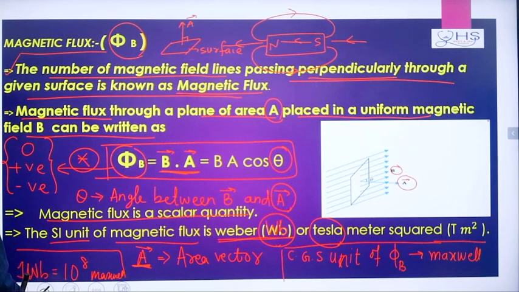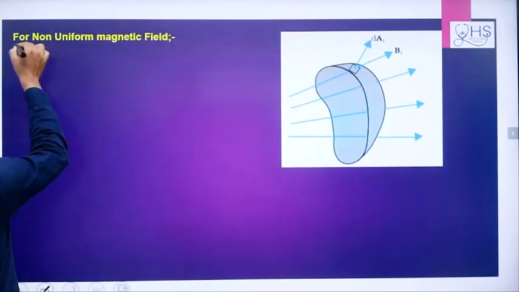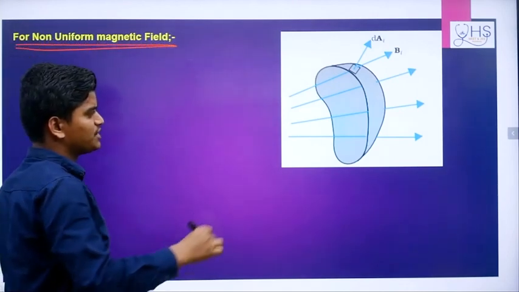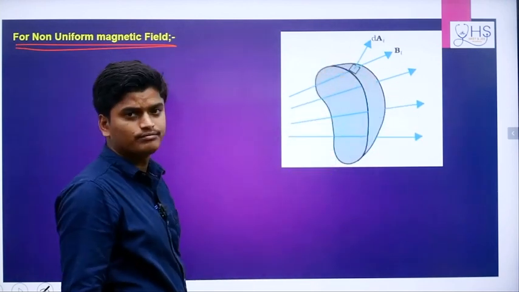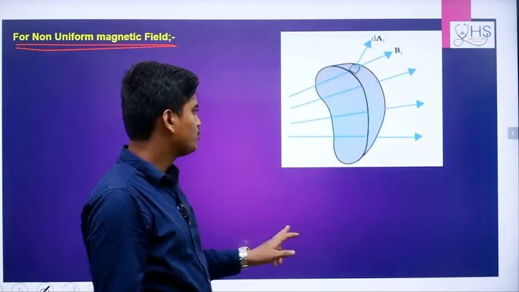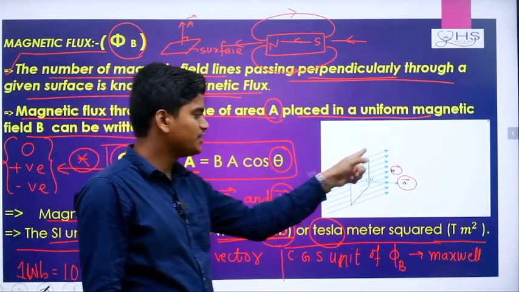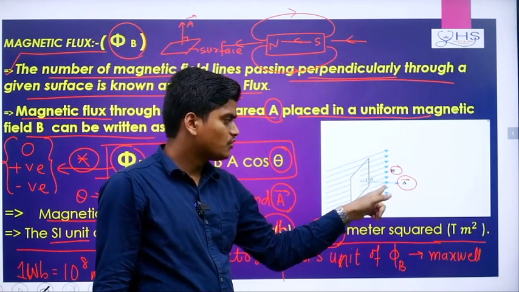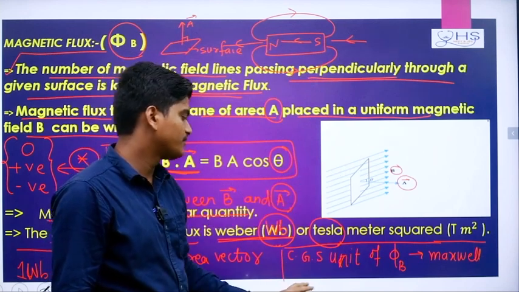Okay. Now, next, if your magnetic field is non-uniform, that means your surface is there and you can check here that this magnetic field is non-uniform. How to distinguish between a uniform and a non-uniform magnetic field? Now here you see, these magnetic field lines are equispaced parallel lines. So this is basically in one direction. So this is basically a uniform magnetic field.